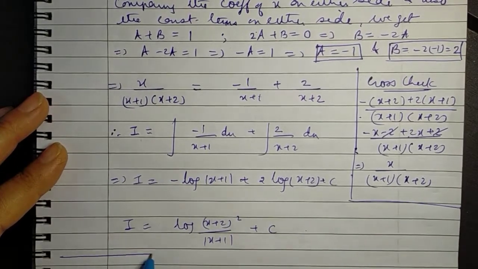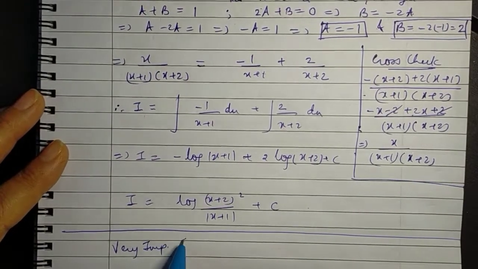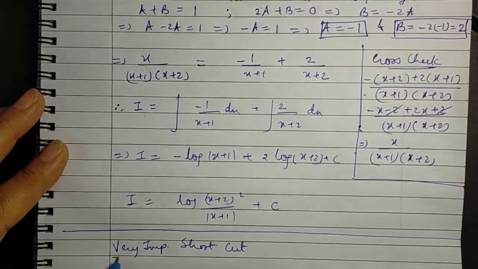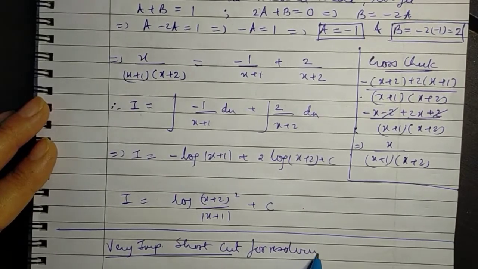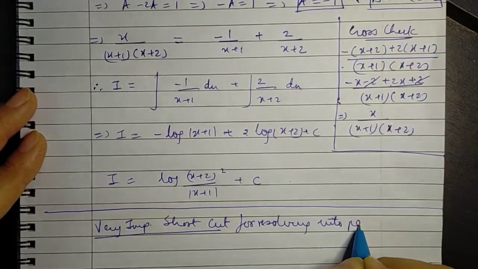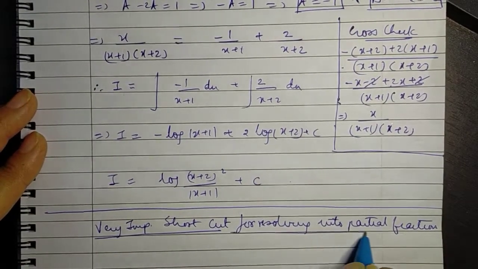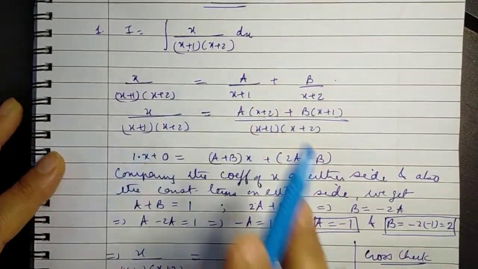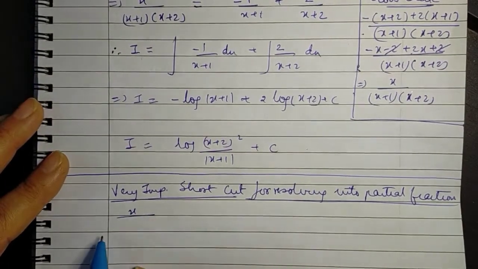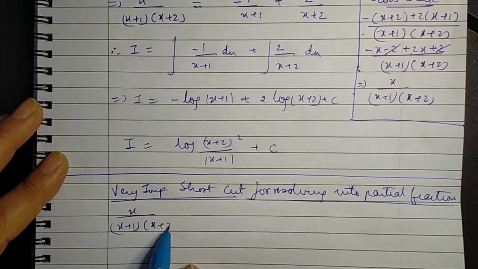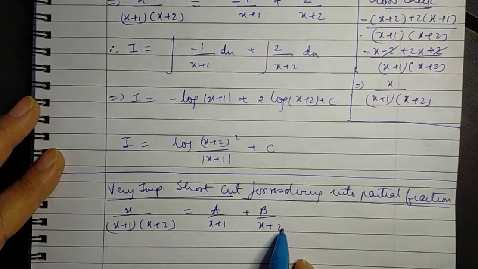Now here we will note a very, very important shortcut for resolving into partial fractions. This we use only in case of such factors where we have linear factors. So let's try it out. In this question, we have x upon (x plus 1)(x plus 2). We write it as a upon x plus 1 plus b over x plus 2.